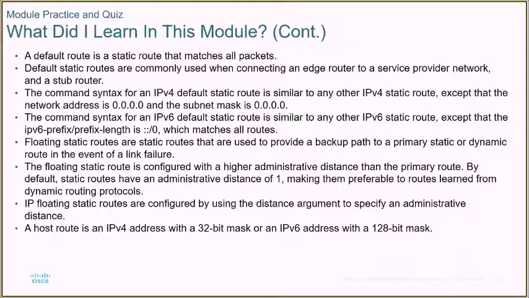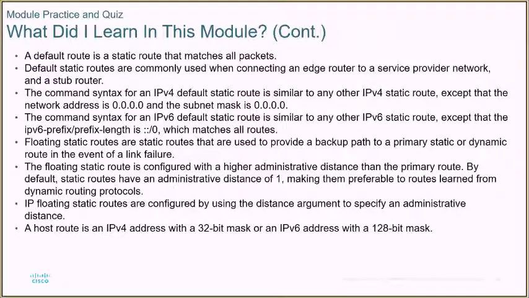Floating static routes are static routes that are used to provide a backup path to a primary static or dynamic route in the event of a link failure. A floating static route is configured with a higher administrative distance than a primary route. By default, static routes have an administrative distance of 1, making them preferable to routes learned from dynamic routing protocols. So IP floating static routes are configured using a distance argument to specify an administrative distance. And so if you're using OSPF, it's got an admin distance of 110. So if you've got a floating static route to back it up, you would need to make that distance higher than 110, basically.